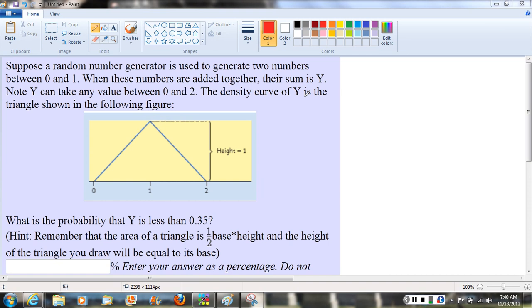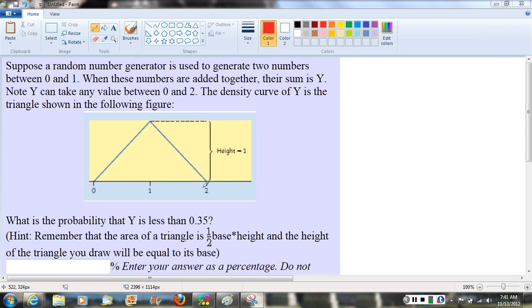And it's interesting to take a look at the density curve we get for y. Notice that now all sums aren't equally likely. The sum that we get could be anywhere between 0 and 2. So take a minute and think about, what would the two numbers have had to been for their sum to be 0? Well, that means that both of our numbers would have had to be 0, which is kind of unlikely, so that has a very low height of the density function.